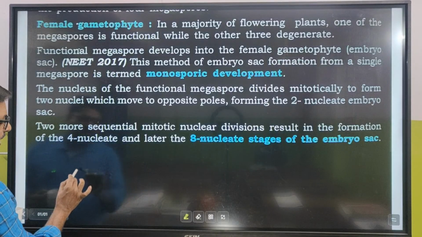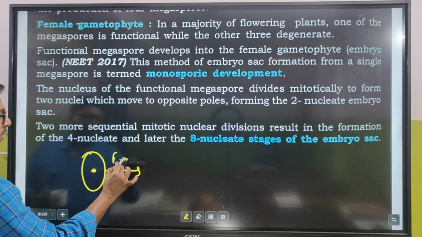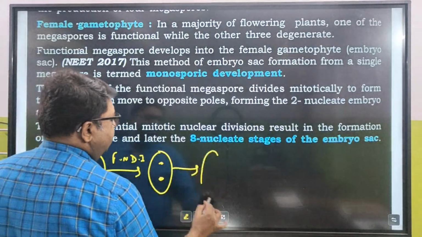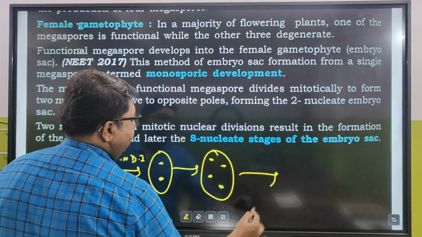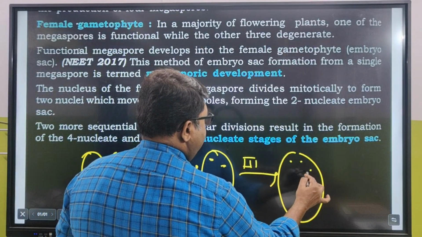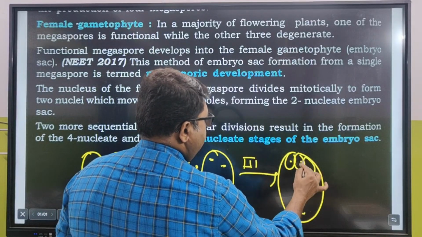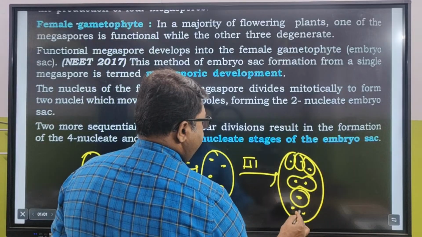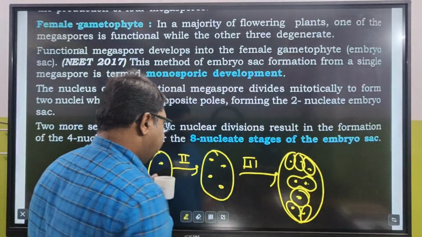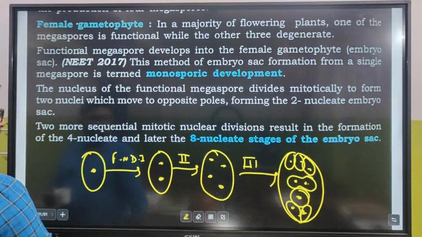तो ये था functional megaspore. The first mitotic division, free nuclear division number 1, results in 2 nuclei, then 4 nuclei, then this is the second mitosis, third mitosis. 1, 2, 3, 4, 5, 6, 7, 8. And now this is how they are formed: there are 3 antipodal cells, polar nuclei, 1 egg cell and 2 synergids. This is how it is being formed.